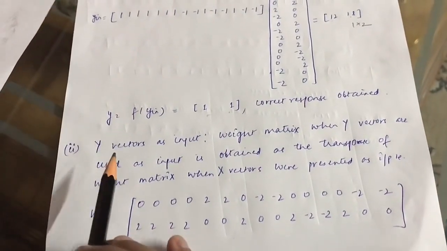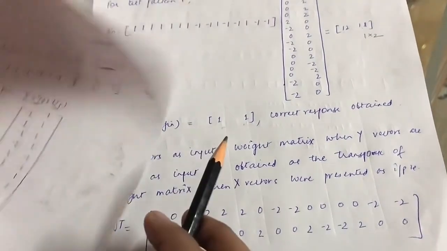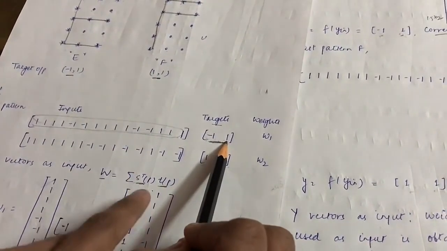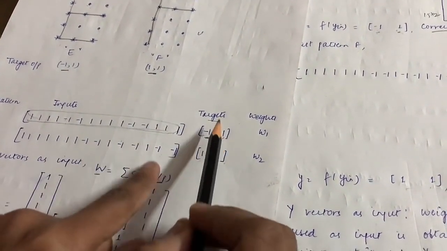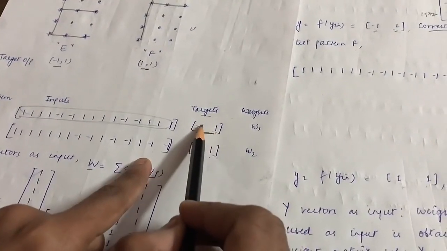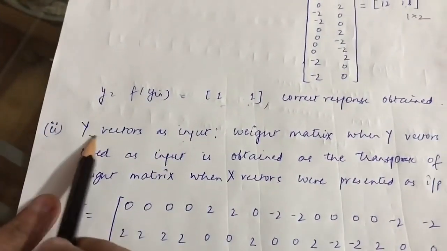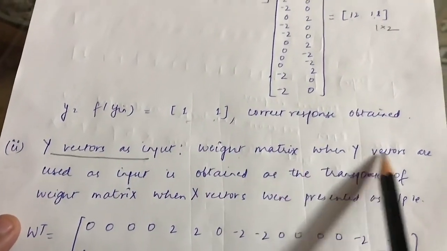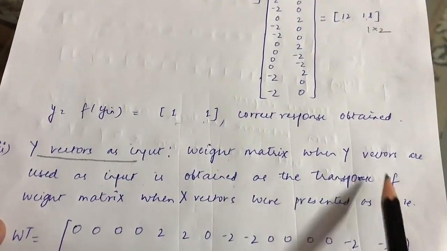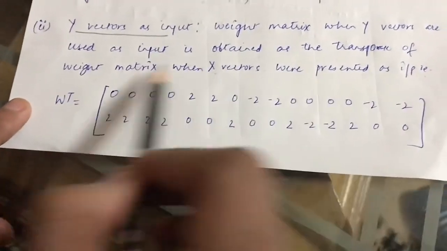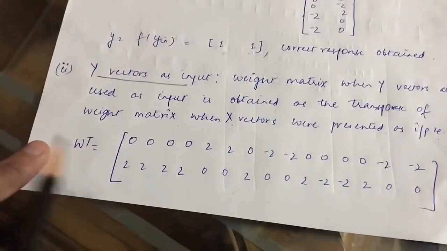Right, now since this is a bidirectional network, we check for the X layer as well. That means the target values will serve as the input now, and we multiply the target value not with the weight matrix, but with the transpose of the weight matrix. So this is a catch here. See, the y vectors are the input. Now we'll use the y vectors as input. So the weight matrix, when y vectors are used as input, is obtained as the transpose of the weight matrix when x vectors were presented as input. So now we obtain the transpose of the weight matrix like this. Okay, so we'll use this now to test in the backward direction.